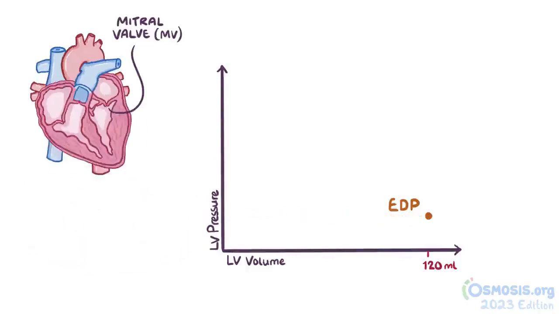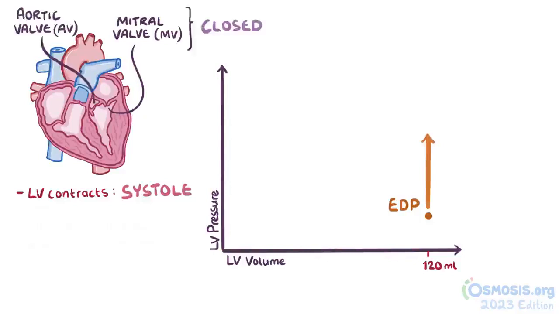After that, the left ventricle contracts, and that marks the beginning of systole. This makes the pressure shoot up, but since both mitral and aortic valves are closed, blood can neither enter nor leave the ventricle, so the volume doesn't change. This phase is called isovolumetric contraction, and it lasts for about 0.05 seconds.